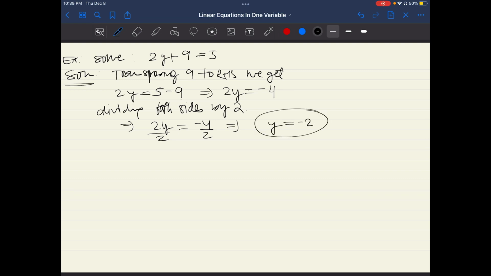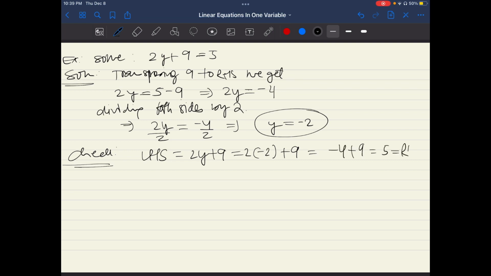And now we can check this. To check, we will take the LHS, 2y plus 9. We'll substitute the value we've achieved for y, which is minus 2. So 2 times minus 2 plus 9 equals minus 4 plus 9, which equals 5, which is the RHS. Henceforth, y equals minus 2 is the correct answer to the equation 2y plus 9 equals 5.